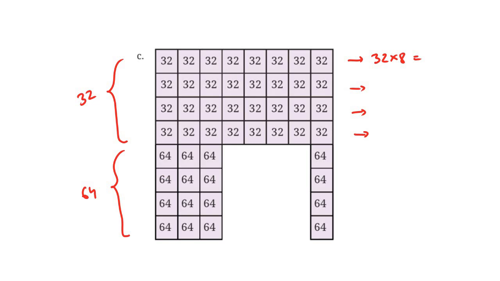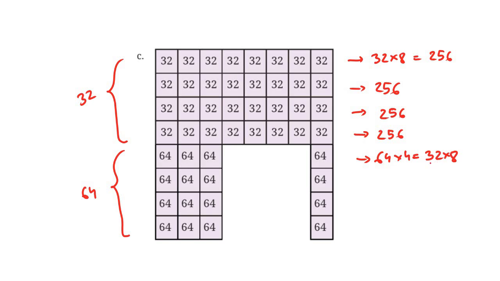32 into 8, okay, and the result will be, you see, again 256. So 256, 256, 256, 256, and this time it is 64 into 4, which is basically equal to 32 into 8.